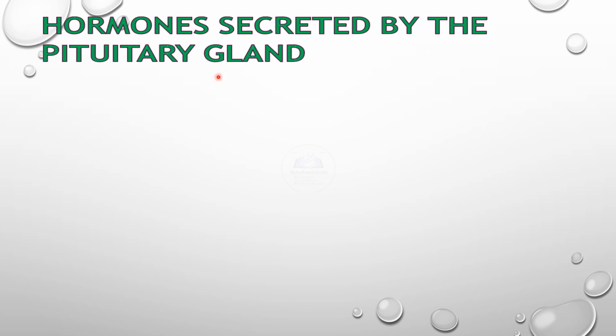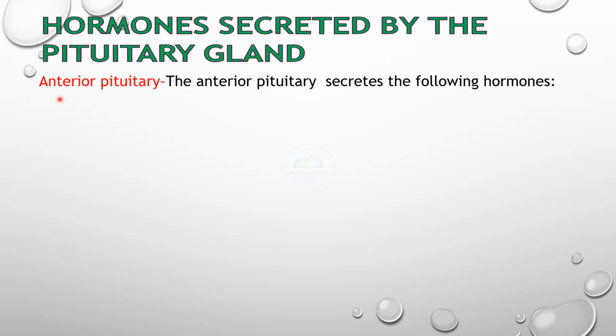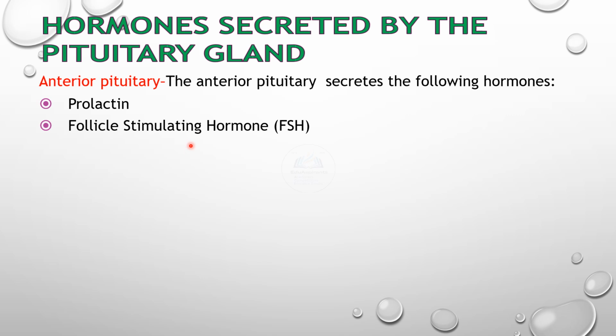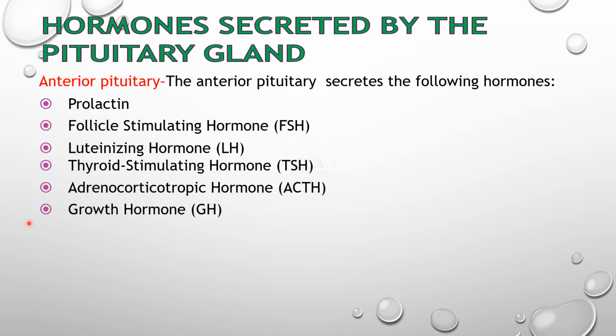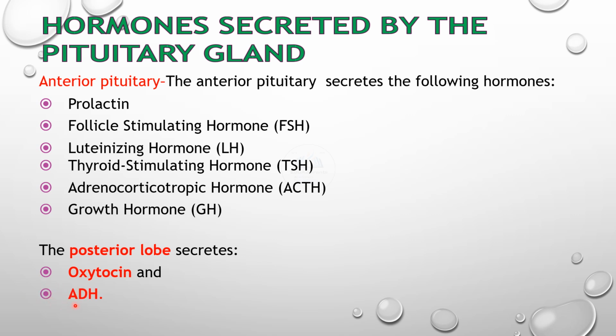Hormones secreted by the pituitary gland. The anterior pituitary secretes the following hormones. That is prolactin, follicle stimulating hormone also known as FSH, luteinizing hormone LH, and thyroid stimulating hormone TSH. Adrenocorticotropic hormone ACTH and growth hormone GH. The posterior lobe of the pituitary secretes oxytocin and ADH.